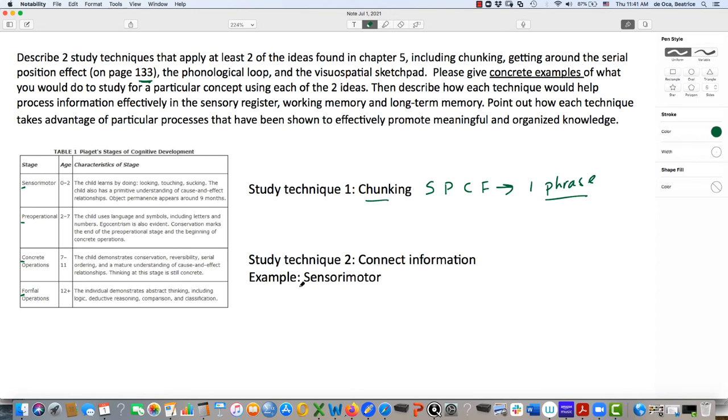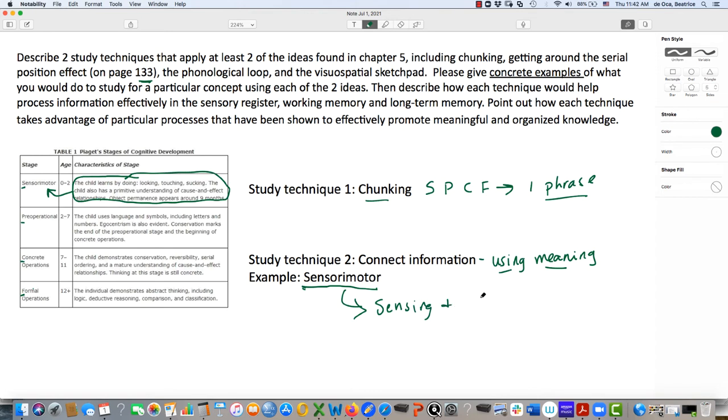And so I'm going to do that with sensory motor as an example of how I'm going to connect all of these ideas, not just the first one, not just the last one, but all of these ideas with the concept. Want to connect information using meaning often. That's going to be more effective for us for several reasons. Sensory motor, I'm going to take that word and just kind of break it down, and so it's involving sensing the world and moving. This connects easily to what is written down here by looking, touching, sucking.